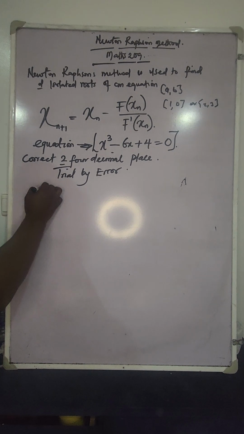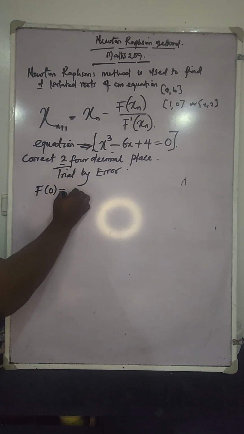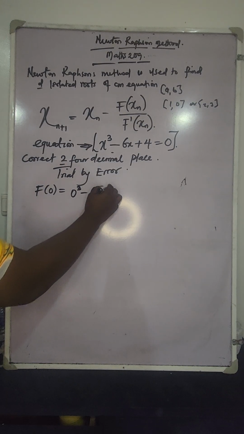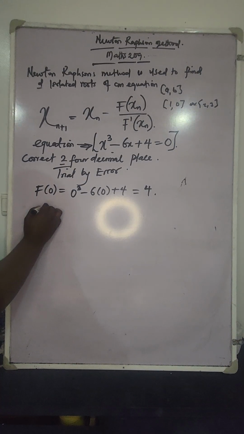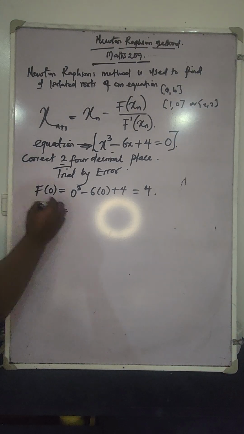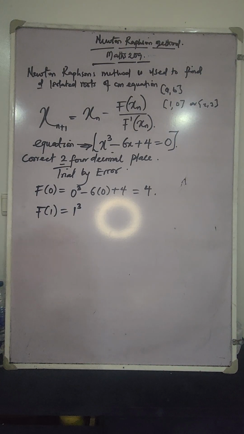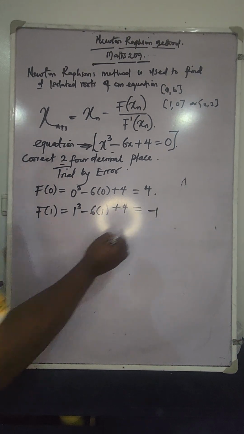Let's test for f of 0. F of 0 is 0 raised to the power of 3 minus 6 into bracket 0 plus 4, and the answer is 4. Now we want to test for f of 1. The roots help us know where our answer will lie. F of 1 is 1 to the power of 3 minus 6 into bracket 1 plus 4, which equals minus 1.